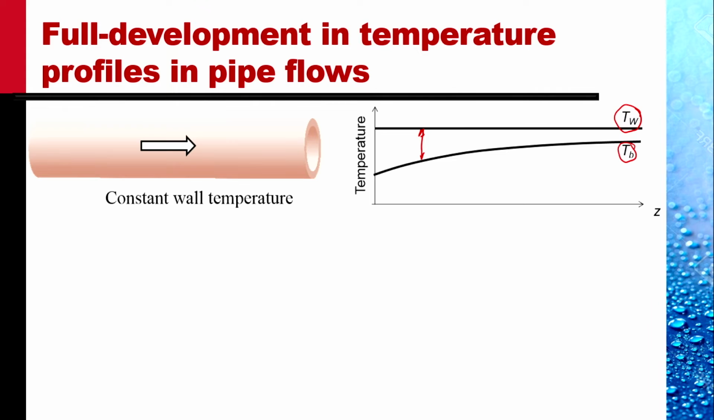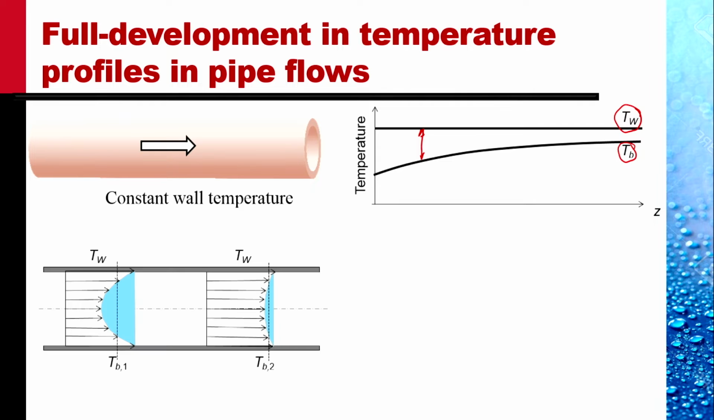What does that mean in full development? Let's look at the temperature profile at two different locations. TW is constant. The bulk temperature is increasing. So, the temperature profile, even this blue profile, which is the temperature difference profile, is changing in shape.